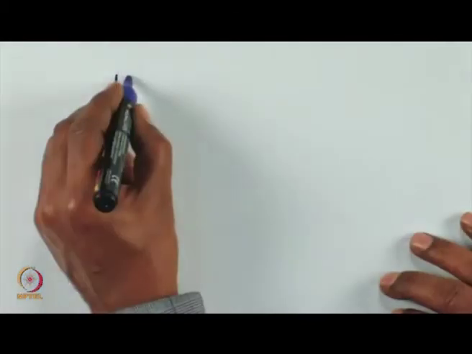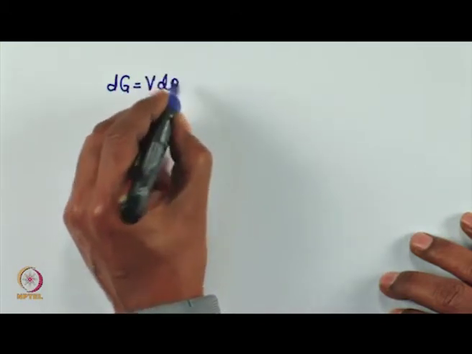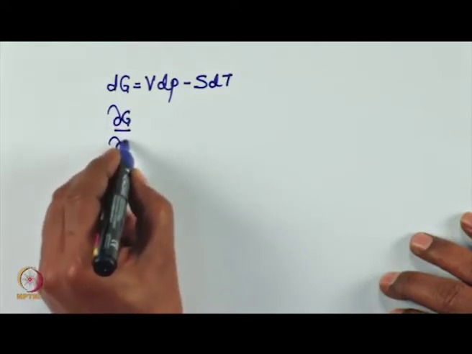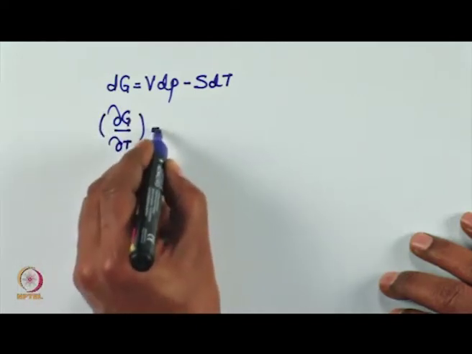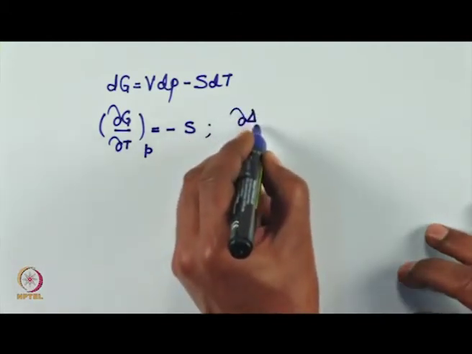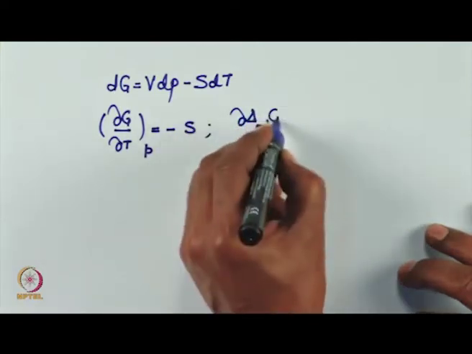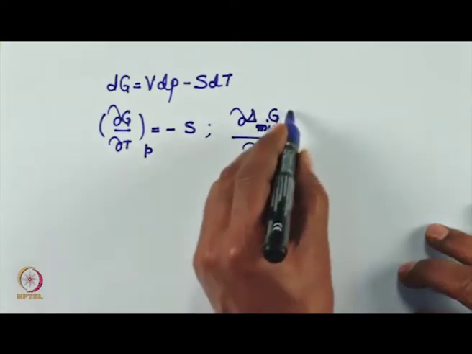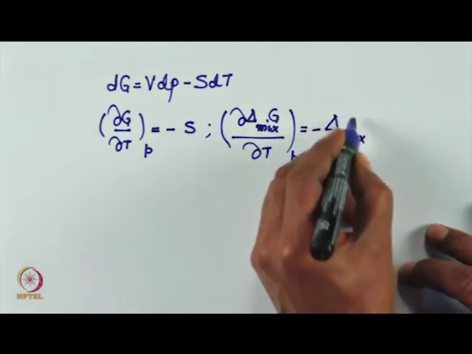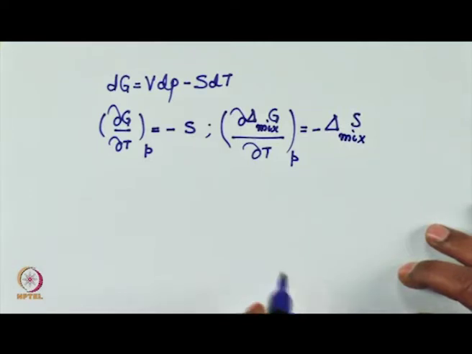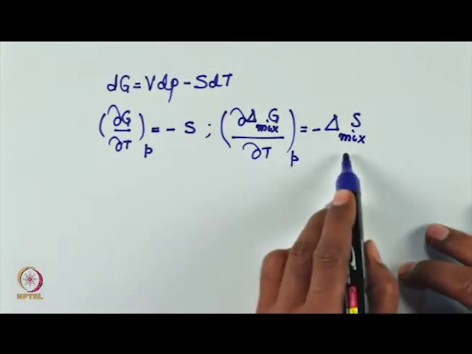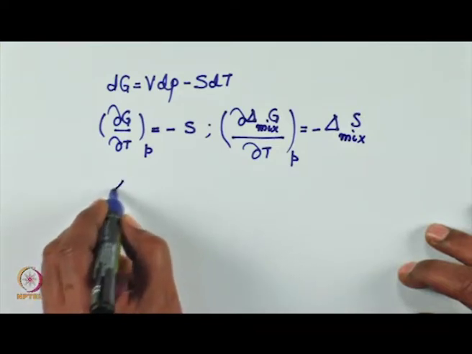We remember that dG is equal to VdP minus SdT, and from here we talked about dou G by dou T at constant pressure is equal to minus S, and this I can write in this form: dou of mixing G divided by dou T at constant pressure is equal to minus delta mixing S. So, the temperature derivative of free energy of mixing at constant pressure is going to give me an expression for the entropy of mixing.